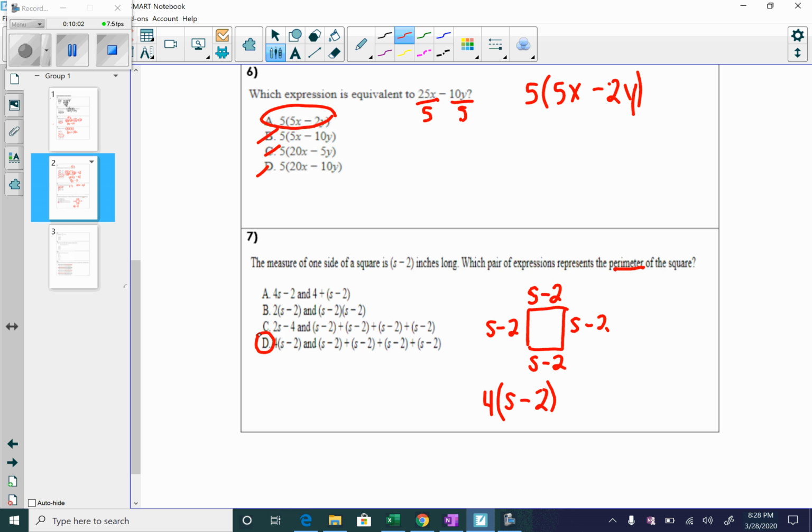So again, perimeter, always draw the picture, okay? Because you might forget about some of the sides.